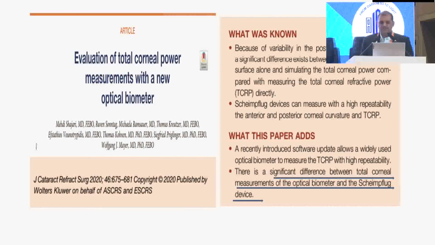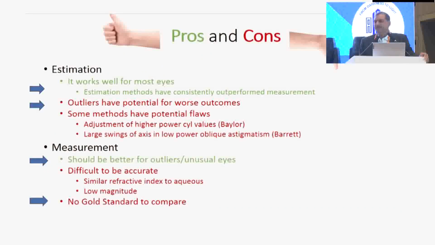Another study shows a significant difference between the total corneal power measurement by the optical biometry and the same way SIMFLUC devices. So there is no uniformity between different machines. Estimation works very well in most eyes, but outliers have very poor outcomes. When we consider measurement, it works better for the outliers, but there is no gold standard to compare the total astigmatism power of the cornea between different machines.